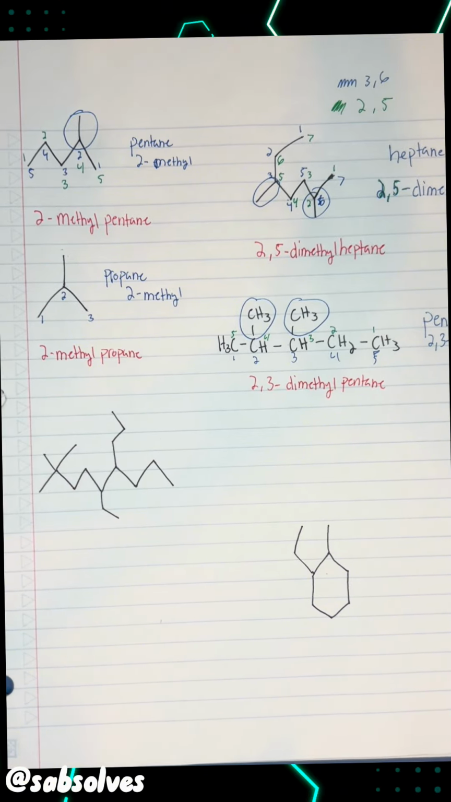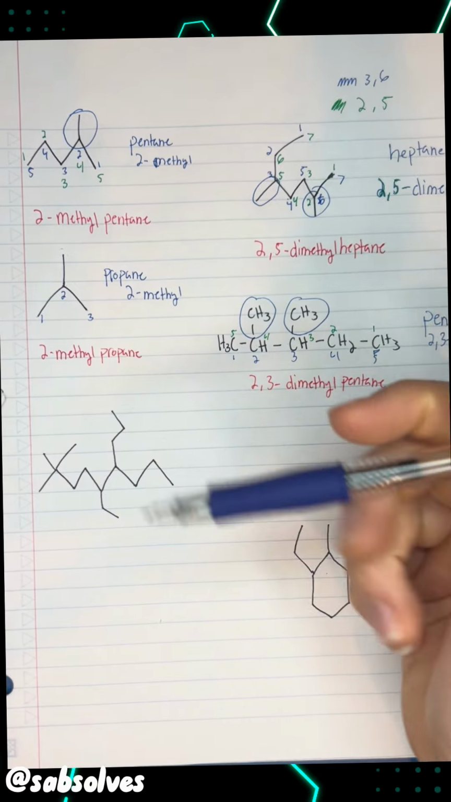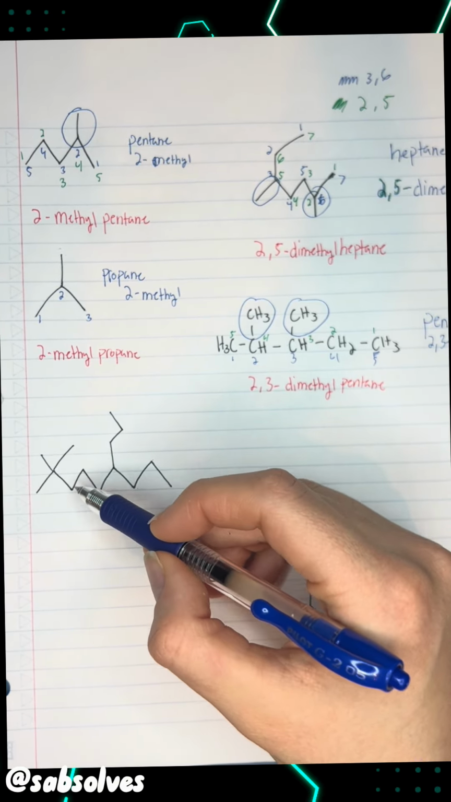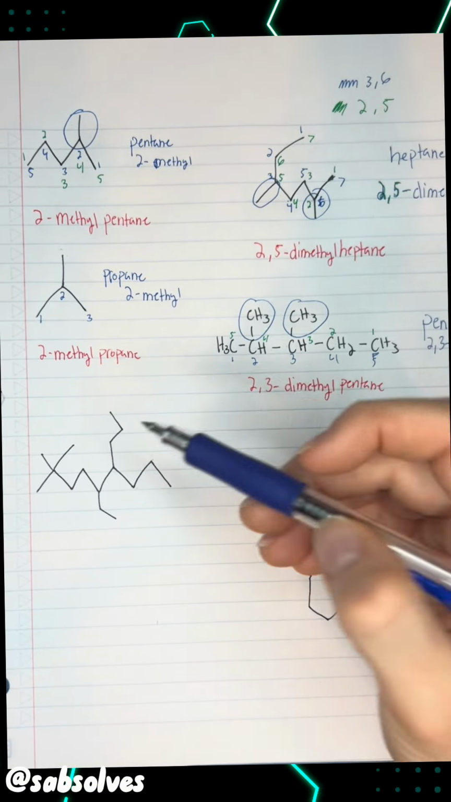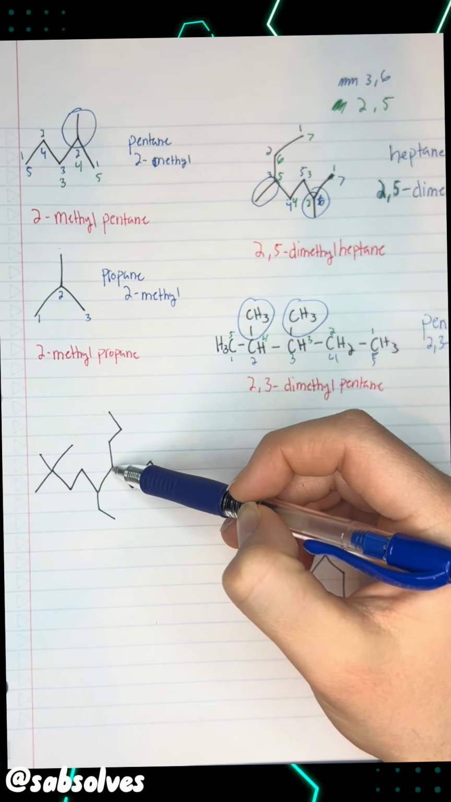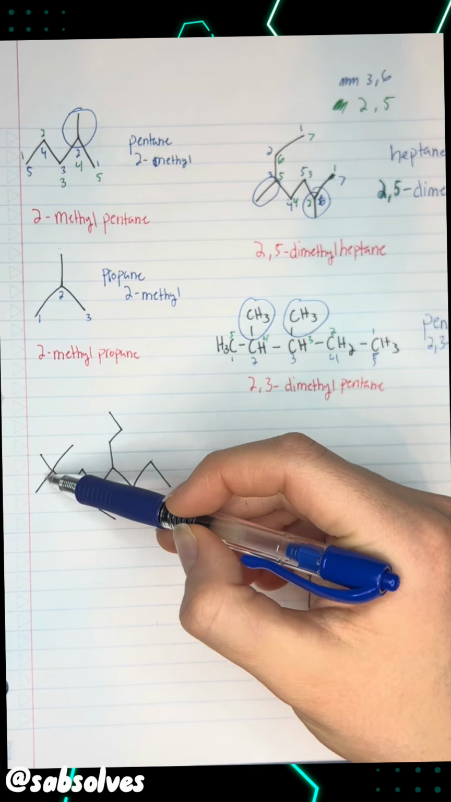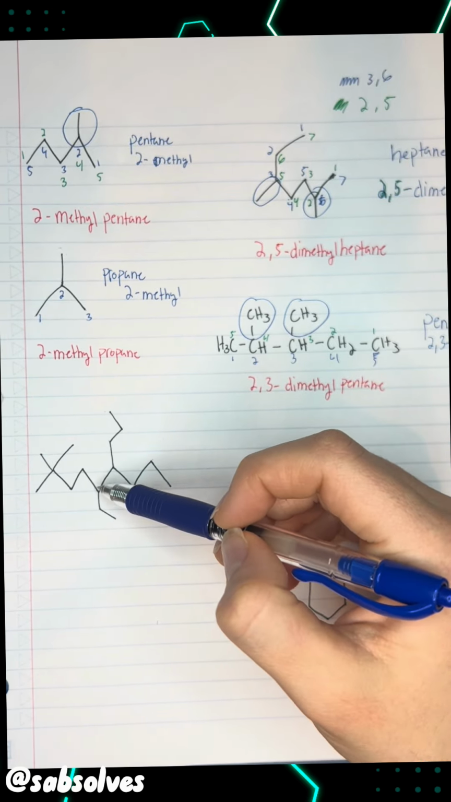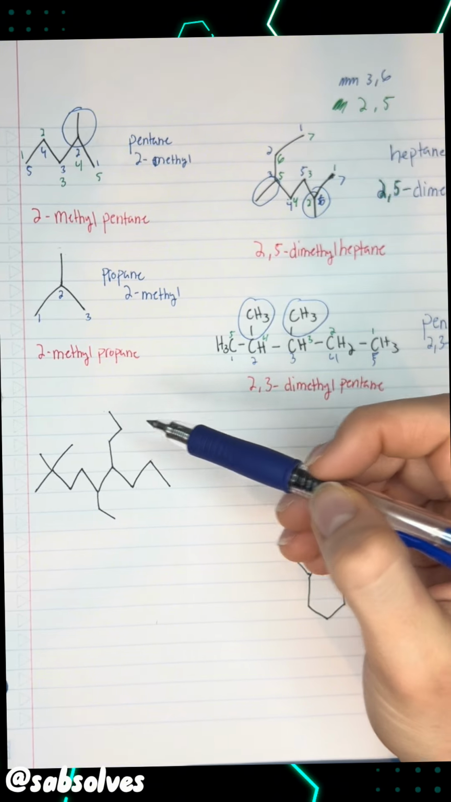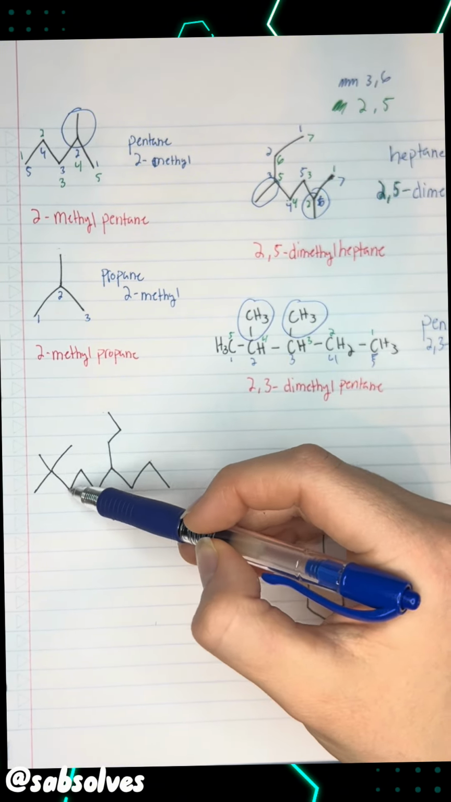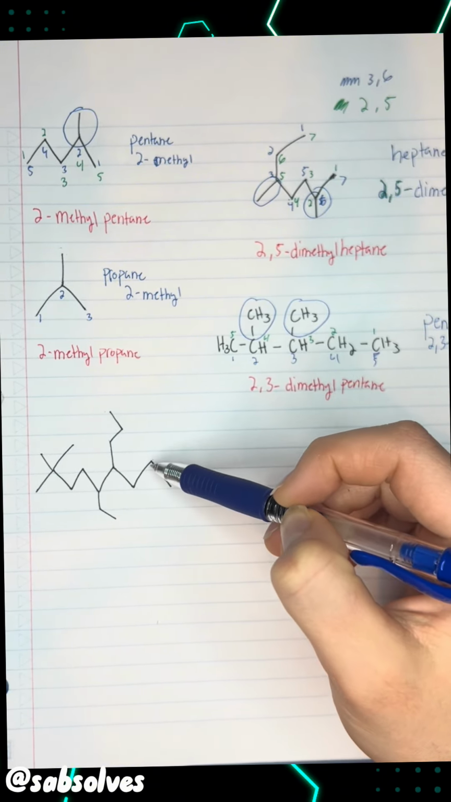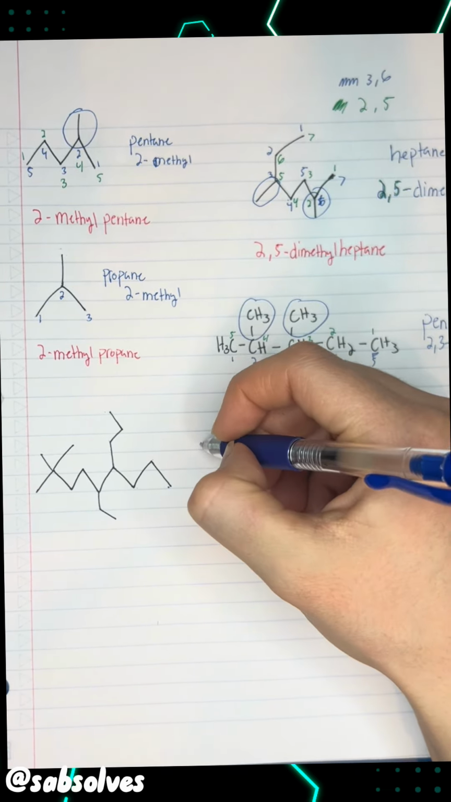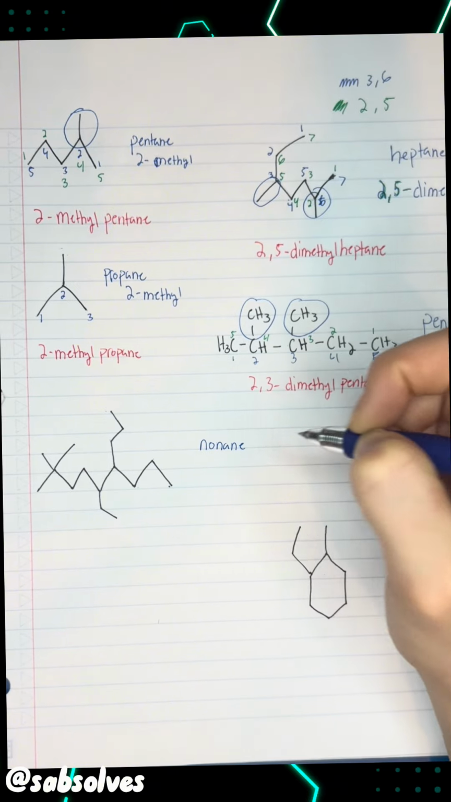Let's find our longest carbon chain. So if I go 1, 2, 3, 4, 5, 6, 7, 8, 9, okay? Let's try 1, 2, 3, 4, 5, 6, 7, no. 1, 2, 3, 4, 5, 6, 7, 8, 9. So this is going to be a nonane. Go ahead and just write that down so that we've got it.